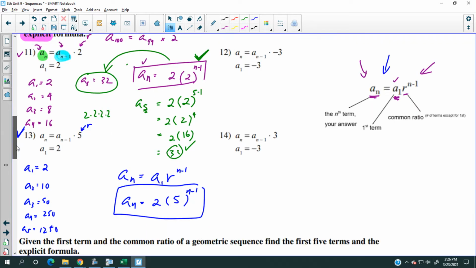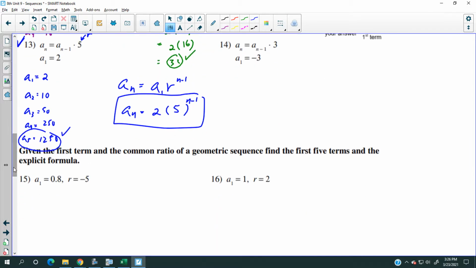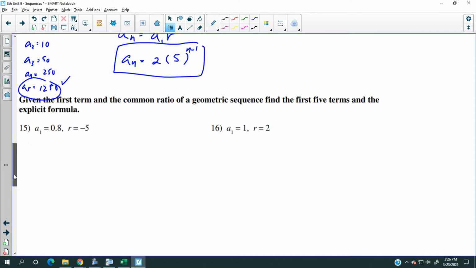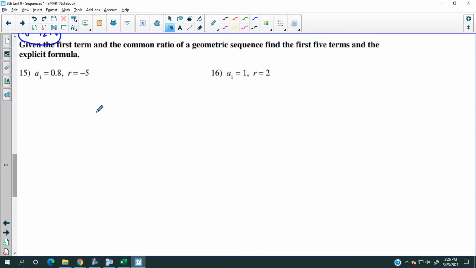If you want to check it, you can check the fifth one, like I did here. If it's 1250, then you know you did it right. So this is not bad. You can check your own answers here. All right, last one, and then we're done. We're almost there.